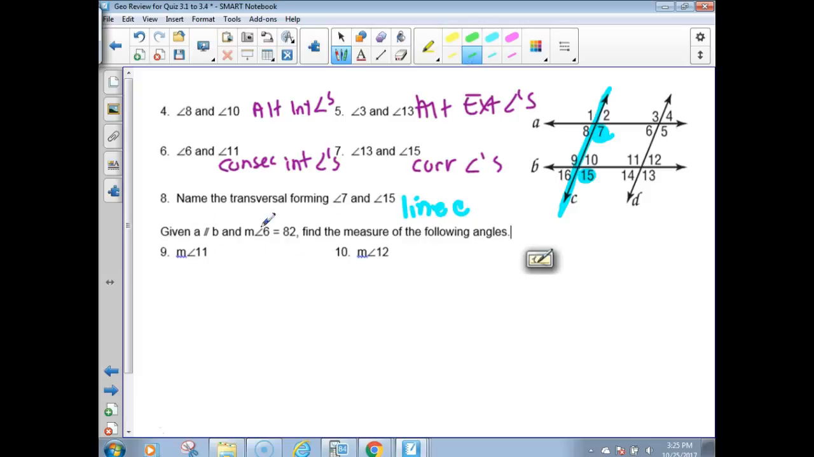Okay, given that A is parallel to B, for the next question, and the measure of angle 6 is 82, find the measure of the following angles. Angle 11 would be its supplement. So it would be 180 minus 82, which is 98. Okay, and then angle 12 would be 82 because they're alternate interior to angle 6.